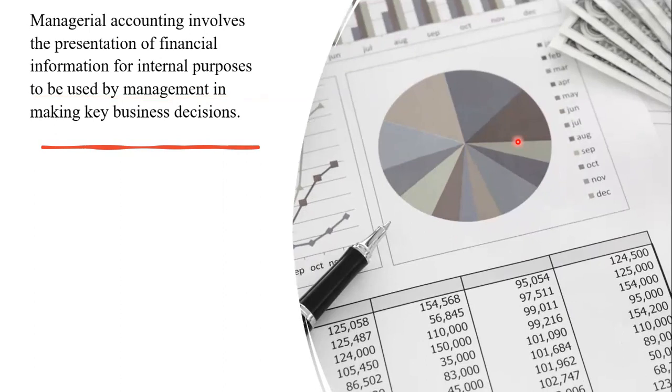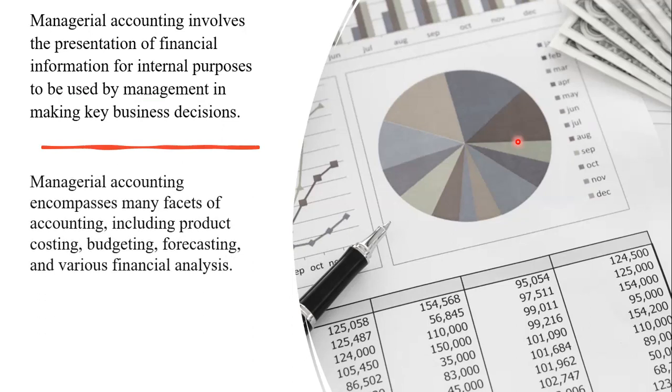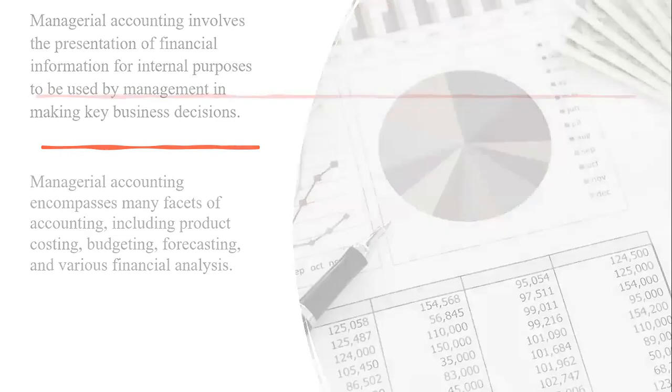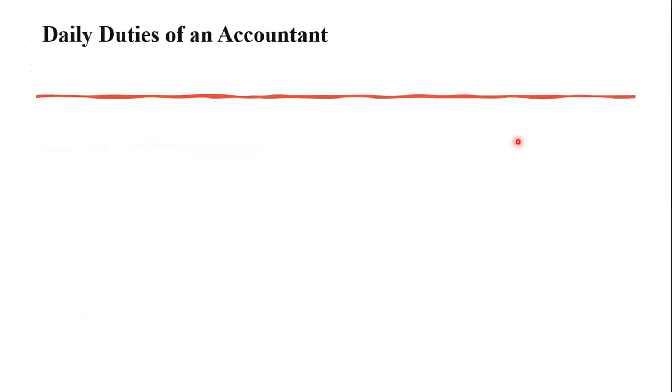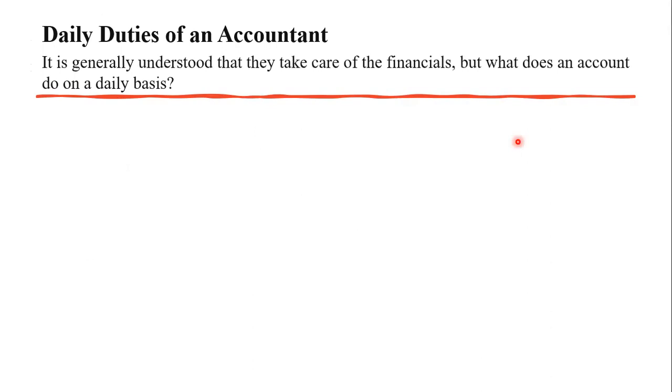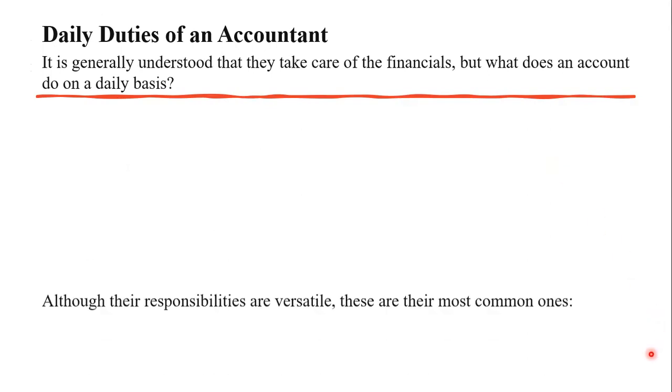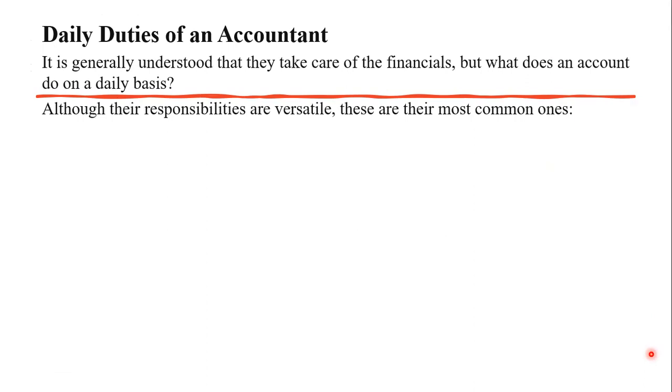Managerial accounting involves the presentation of financial information for internal purposes to be used by management in making key decisions. Managerial accounting encompasses many facets of the accounting, including product costing, budgeting, forecasting, and various financial analysis. The daily duties of an accountant, it's generally understood that they take care of the financials, but what does an accountant do on a daily basis?